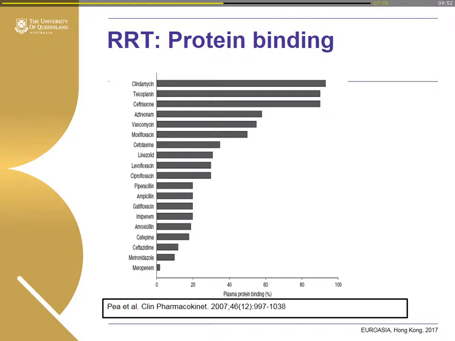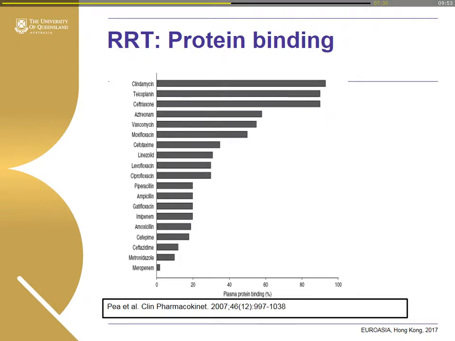Protein binding is another important concept to be aware of, and that's because it's only the unbound concentration of drug that can be cleared. Albumin as a serum protein is quite a large molecule, and so by having a drug bound to that, that means the drug is essentially present with that other large molecule, and therefore it won't be cleared across the membrane.